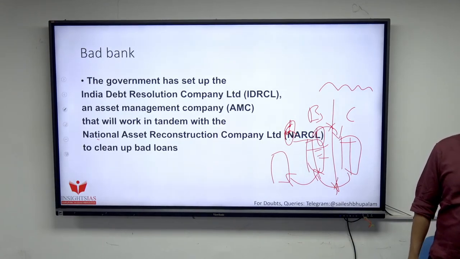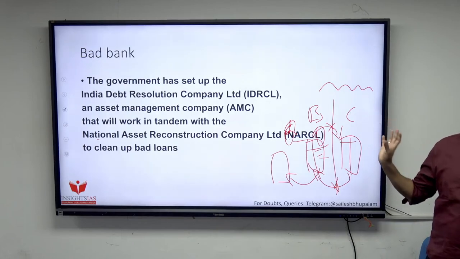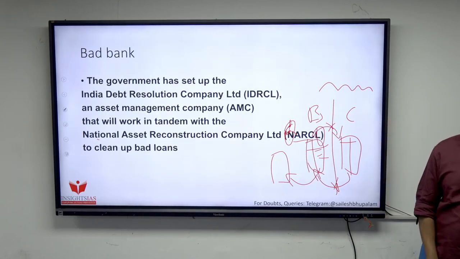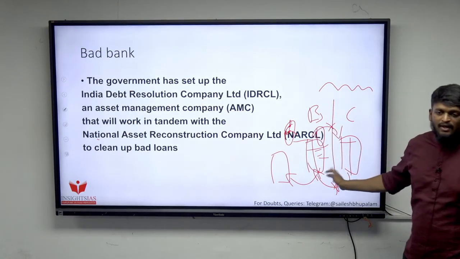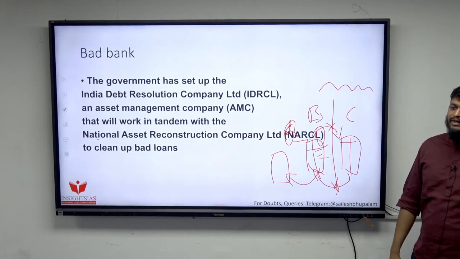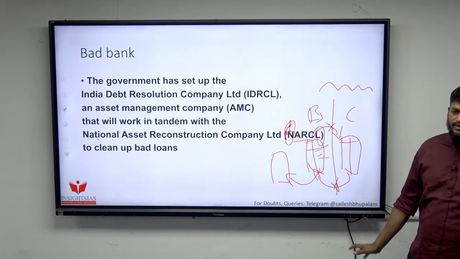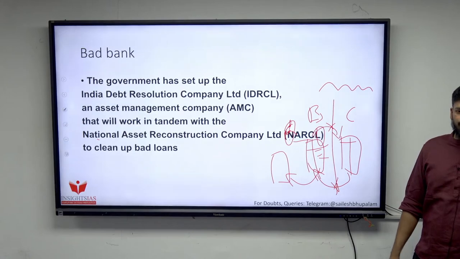It is not limited to public sector banks. This is set up by the public sector, that means it is set up by the government, but there is no need for it to be limited to public sector banks. For them to be able to resolve this twin balance sheet syndrome, they have to reduce NPAs everywhere. It is not just public sector banks.